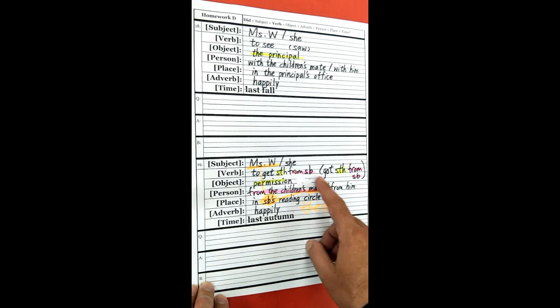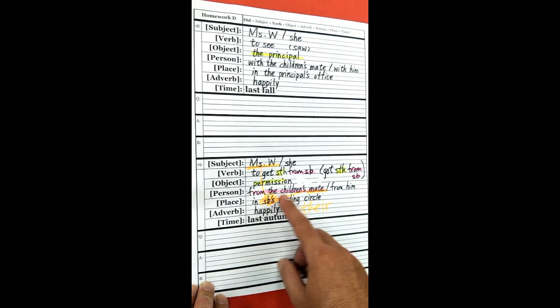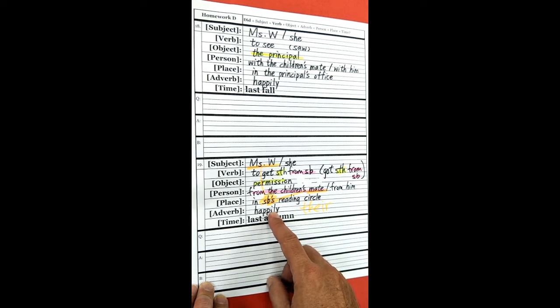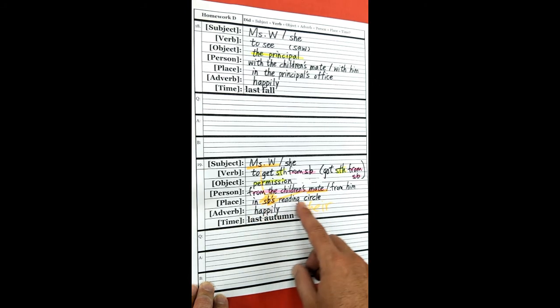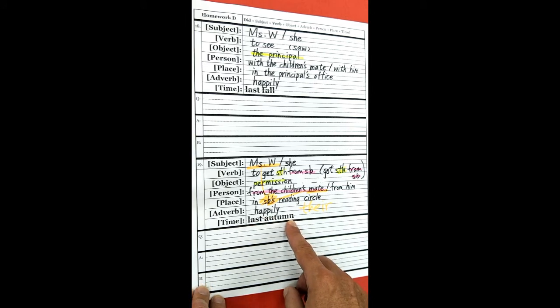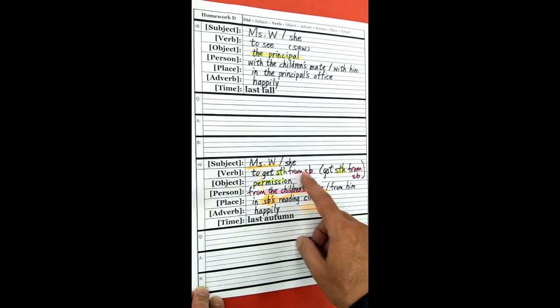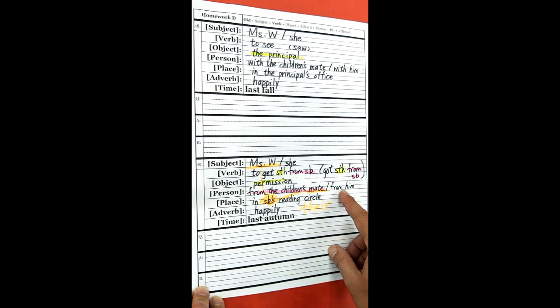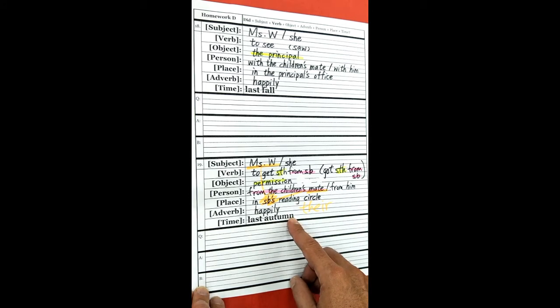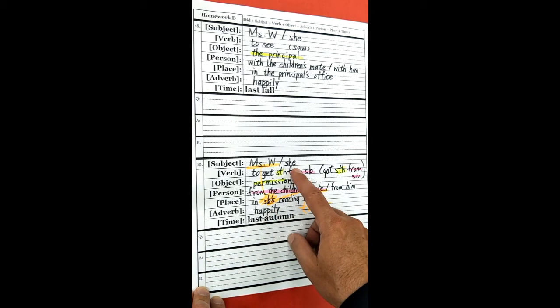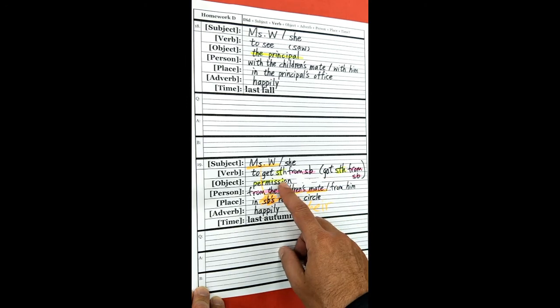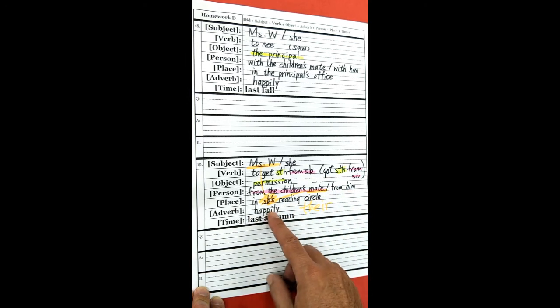Yes, she got permission from the children's mate happily in their reading circle last autumn. Again, yes, she got permission from him happily in their reading circle last autumn.